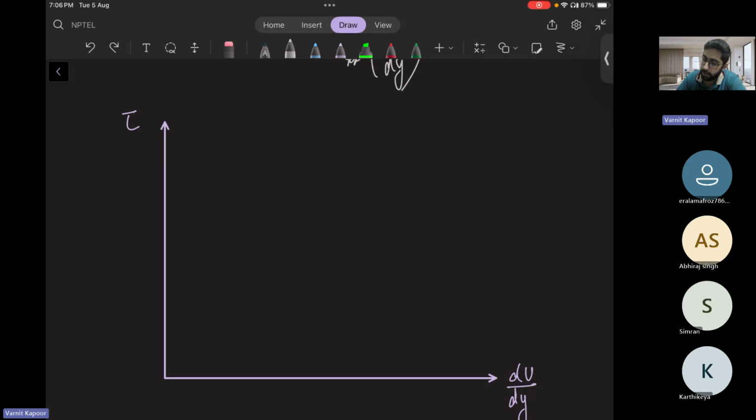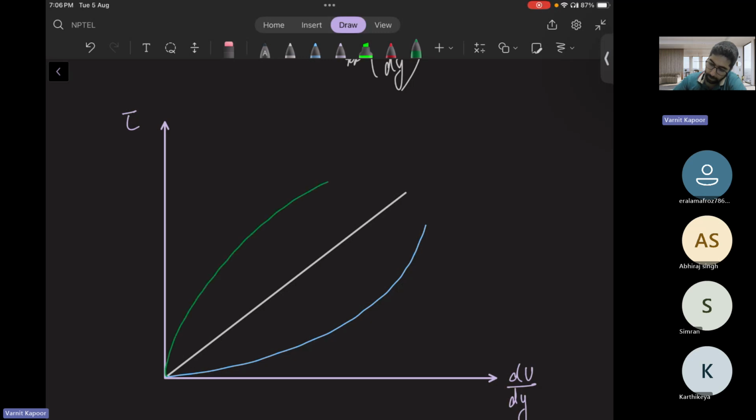Newtonian fluids are basically these, where mu is constant. Dilatants are those where mu apparent increases. These are your dilatants, and these are your pseudoplastics. I'll write here: these are Newtonian, these are dilatants, these are pseudoplastics. I'll explain, don't worry, what they signify.